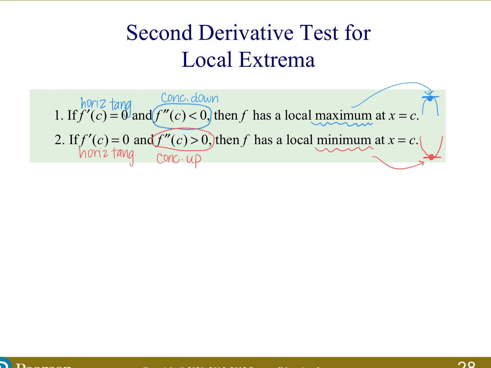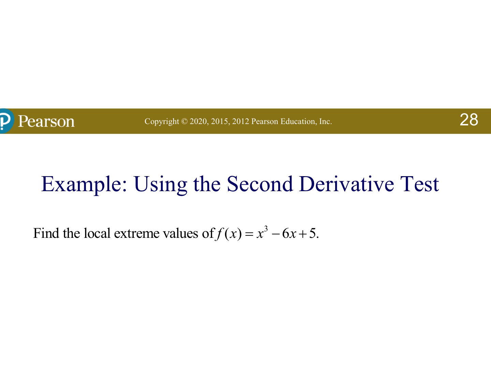So having a horizontal tangent by itself is not enough. Having a horizontal tangent with a change in the first derivative from a plus to a minus or a minus to a plus, that would be enough. Or having a horizontal tangent and either concave down or concave up, that would be enough. So horizontal tangents by themselves do not prove maxes or mins, but horizontal tangents and plus minus or minus plus changes in the first derivative, or concave up, concave down, that is enough.